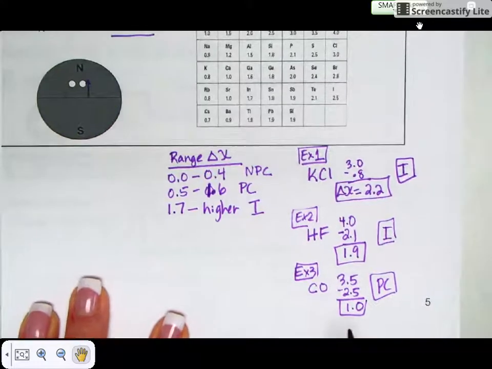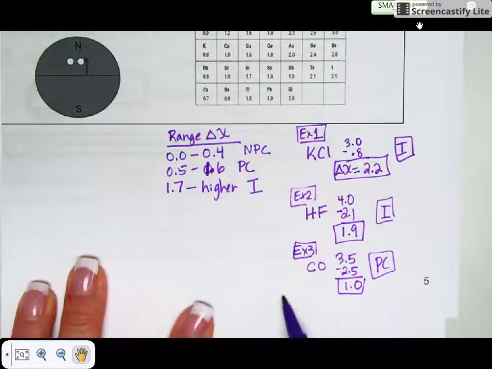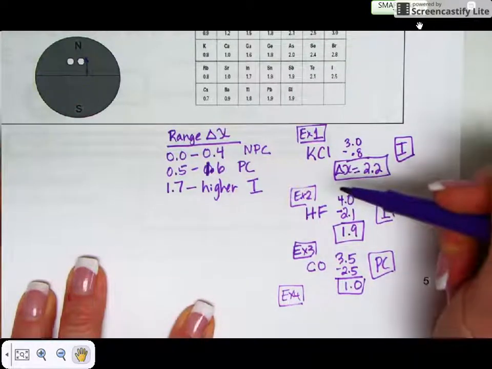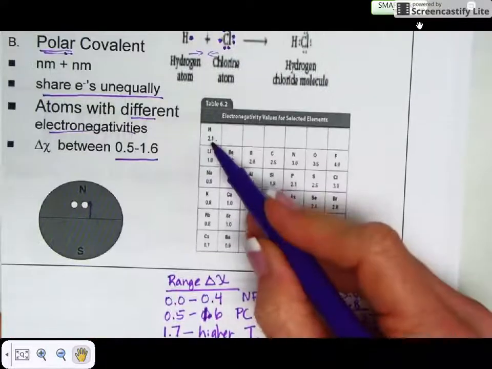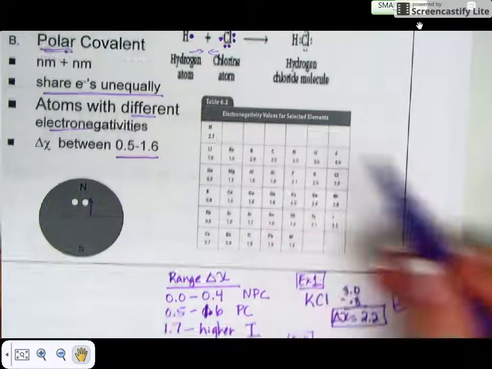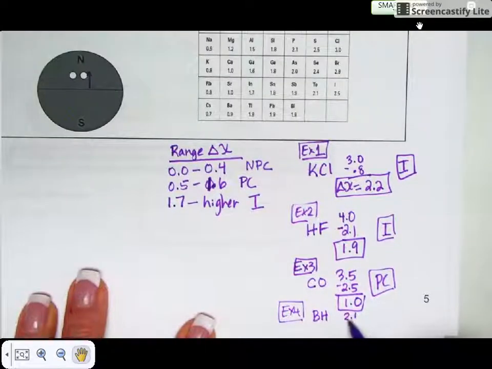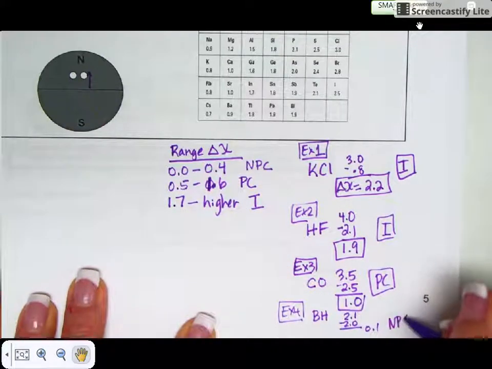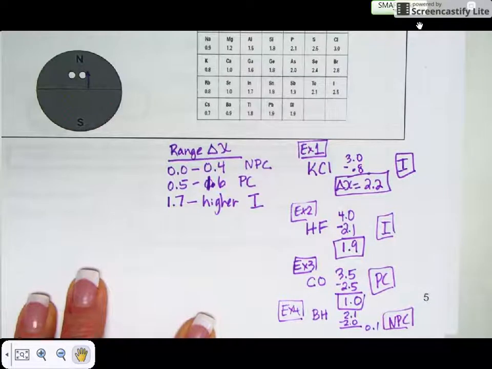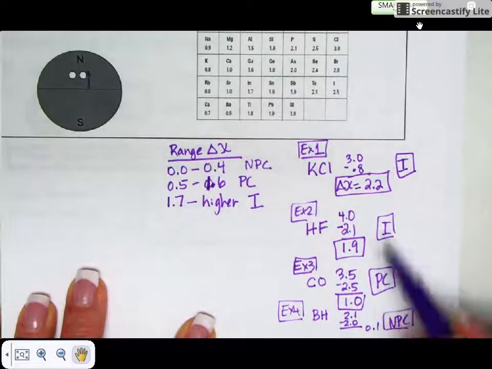All right, let's take a look at one final example, example 4. Let's look at a bond that would form between maybe boron and hydrogen. Hydrogen's a 2.1, boron is a 2.0. So you're going to say 2.1 minus 2.0, and you get a delta X of 0.1. So your range is in the nonpolar covalent range. Okay, that's it. That's how you use the electronegativity difference to classify your bond types.